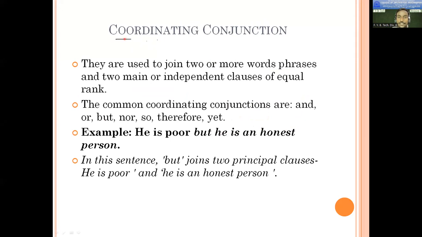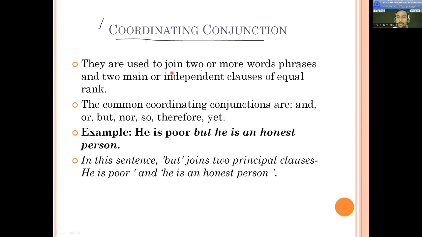So coordinating conjunctions are used to join two or more words, phrases, and two main or independent clauses of equal rank. So what is coordinating? In short, two sentences are of equal meaning, or equally, you can write them separately also, or in terms of meaning both sentences are independent. When such sentences are joined by a conjunction, it is called a coordinating conjunction.